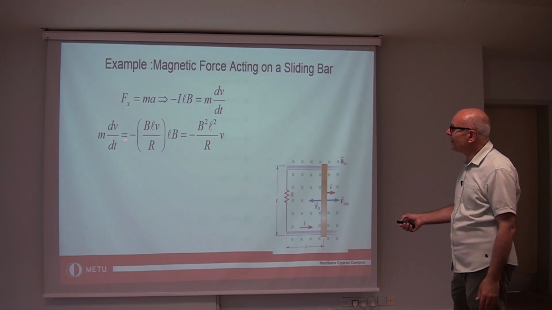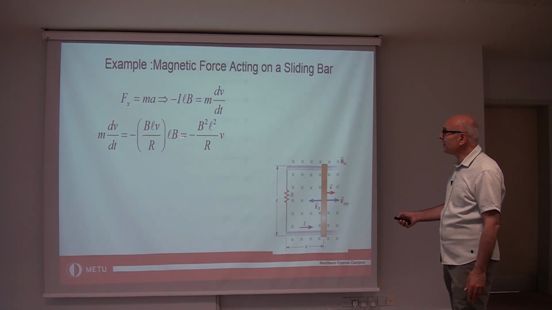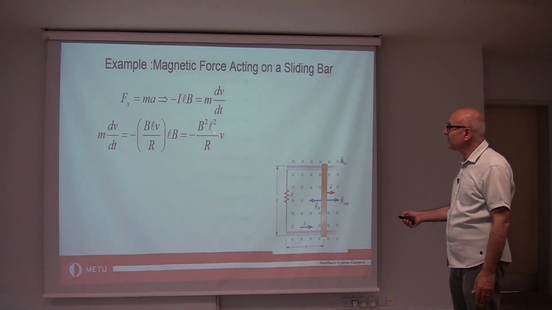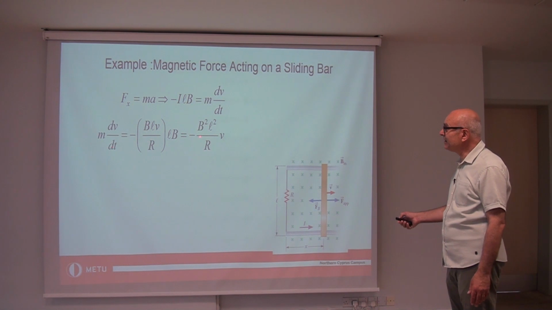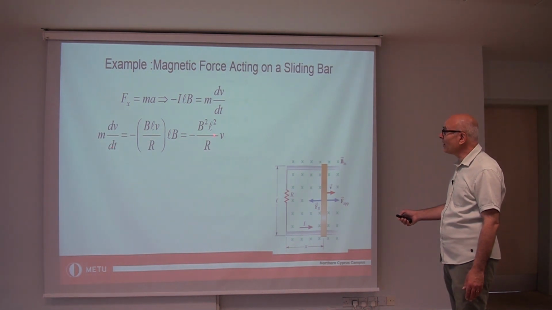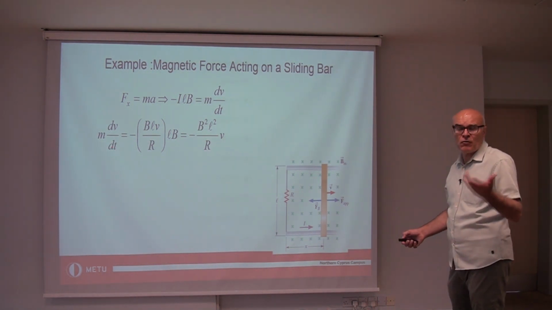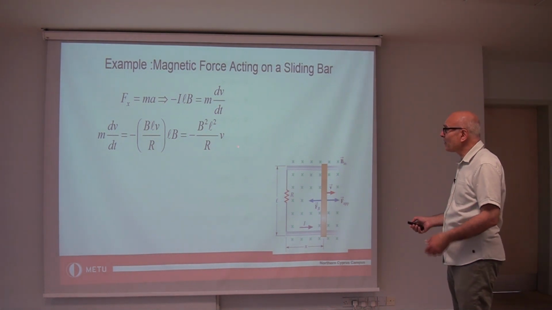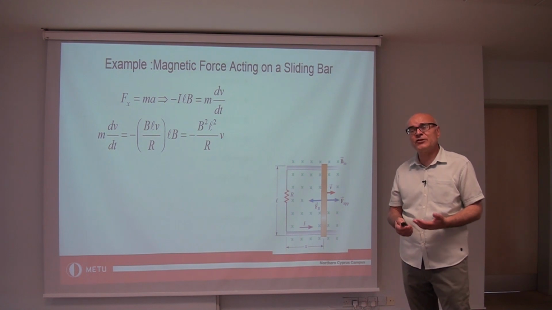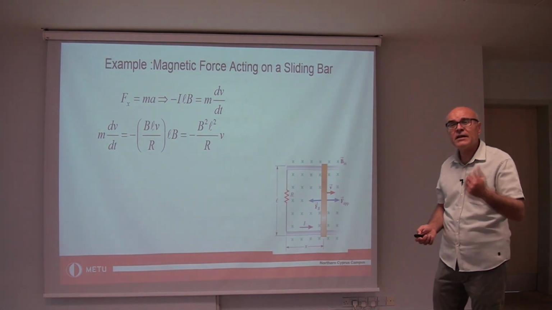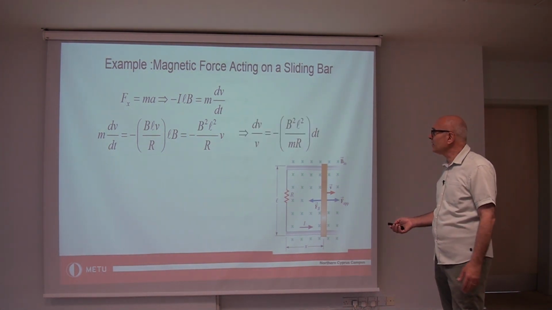So exactly, this is what we have here. We write it by substituting for I: BLV over R multiplied by LB. So you now get a differential equation for v in this case. It says m dv by dt is equal to minus B squared L squared over R times v. This is what we call a first order differential equation, and the solution is standard. This is similar to the equation we got in the case of the capacitor. It's a simple first order equation.